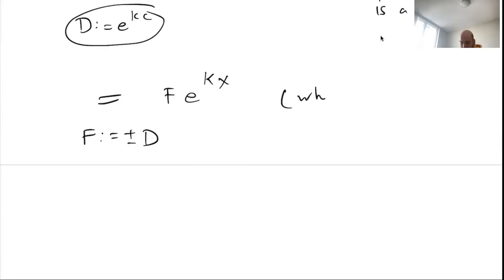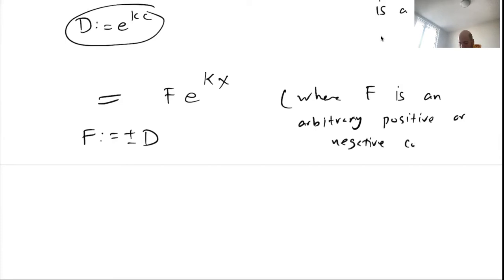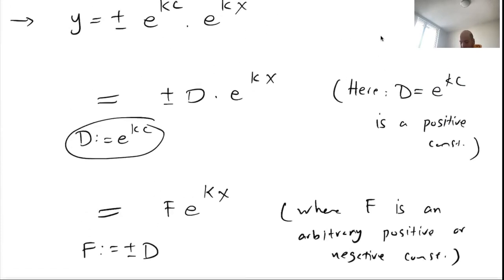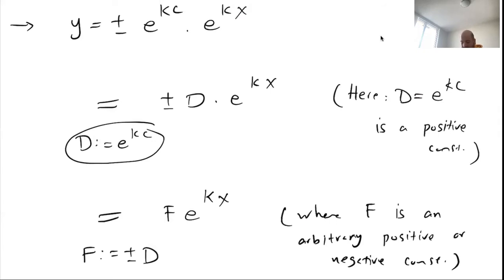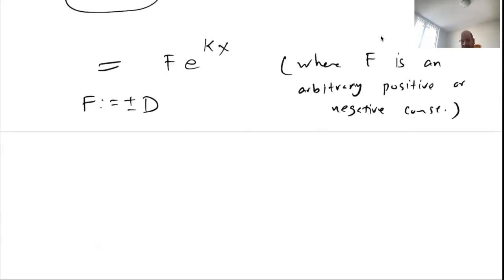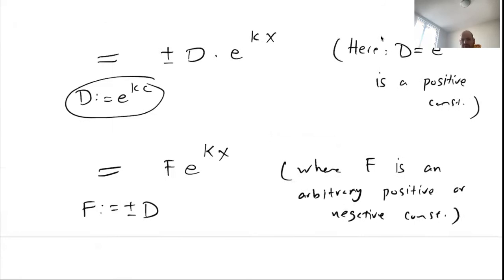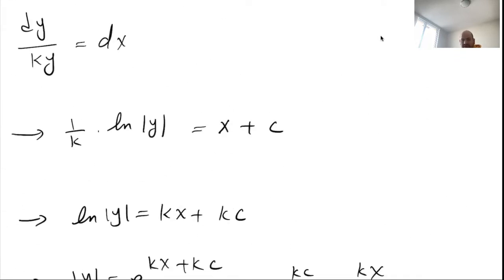where f is an arbitrary positive or negative constant, right? Because d was an arbitrary positive constant, and f is plus or minus d. So f could be an arbitrary positive constant or an arbitrary negative constant. So this was the final solution in case 2.